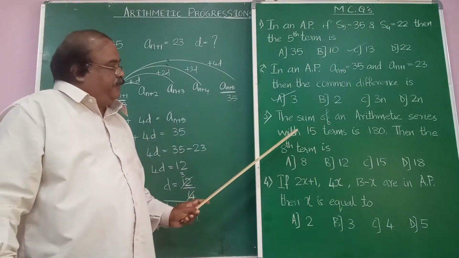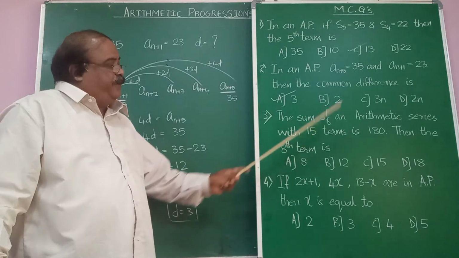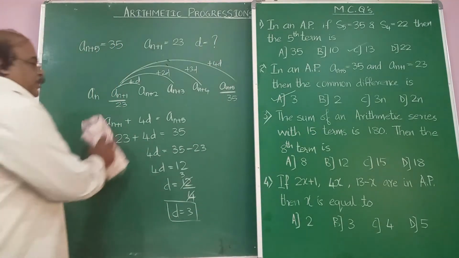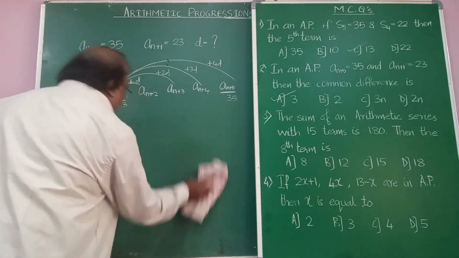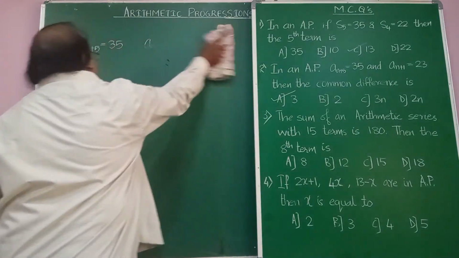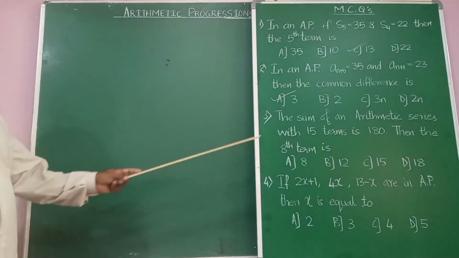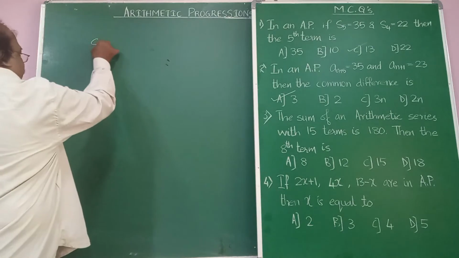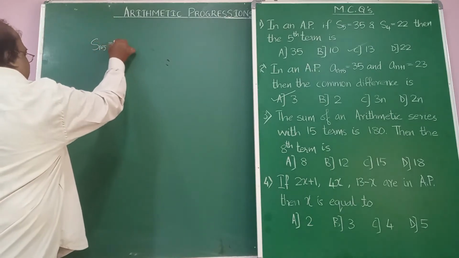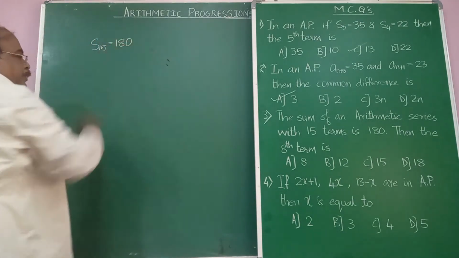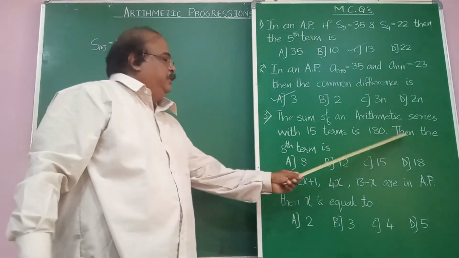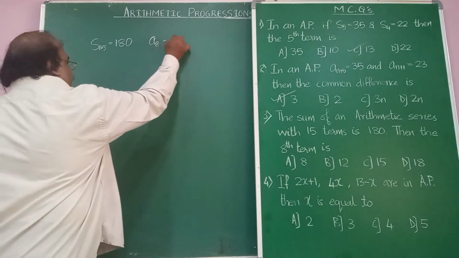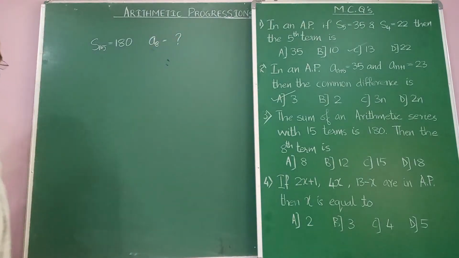The sum of an arithmetic series with 15 terms is 180. What is given to you? Question number 3. The sum of an arithmetic progression with 15 terms is 180. S15 is equal to 180. Then the eighth term. What would have been the eighth term?